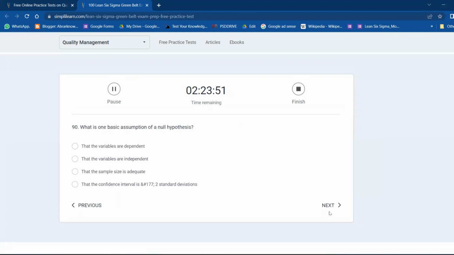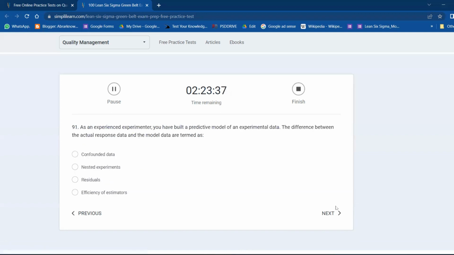We have come to the 90th question. What is the one basic assumption of the null hypothesis? The variables are independent. As an experienced experimenter, you have built a predictive model of experimental data. The difference between the actual response data and the model, what is that called? It's called residual. So when you do the residual analysis, you will get to know.